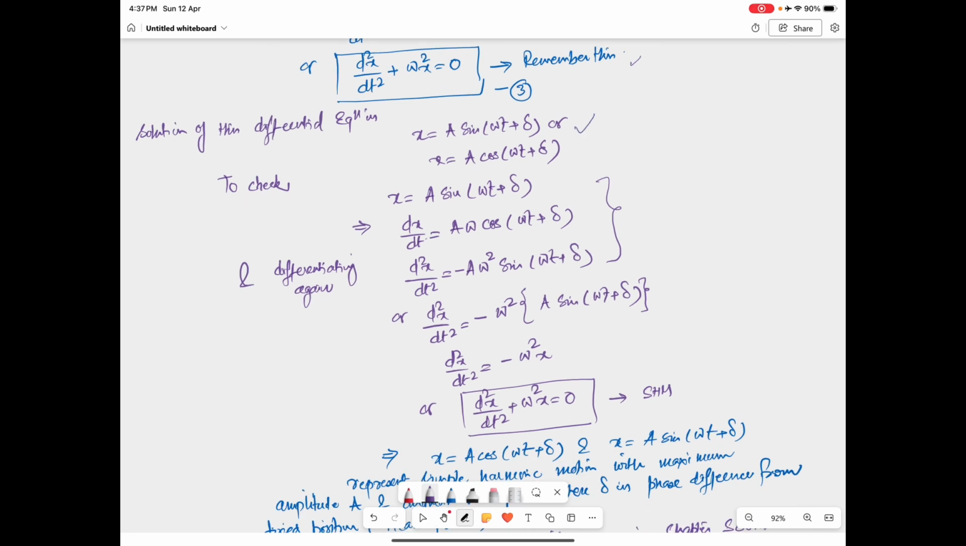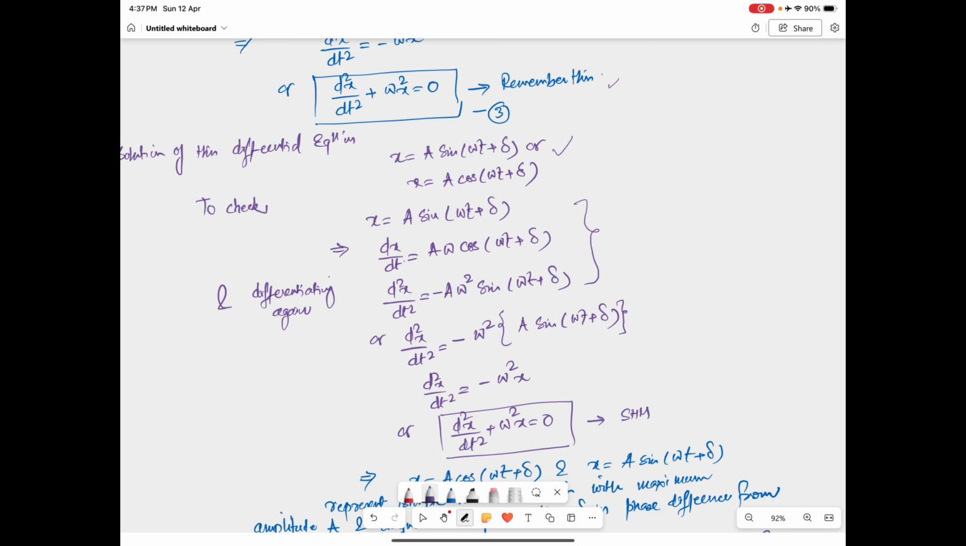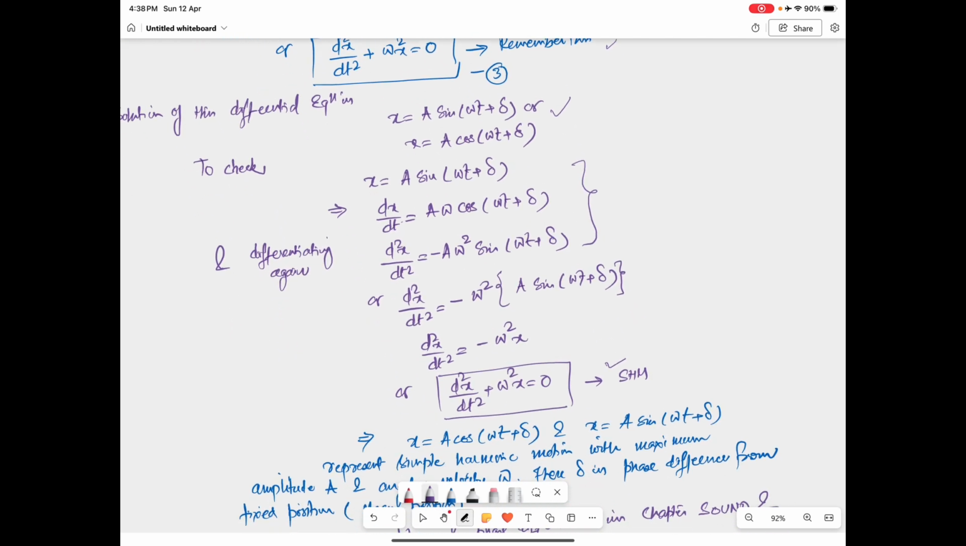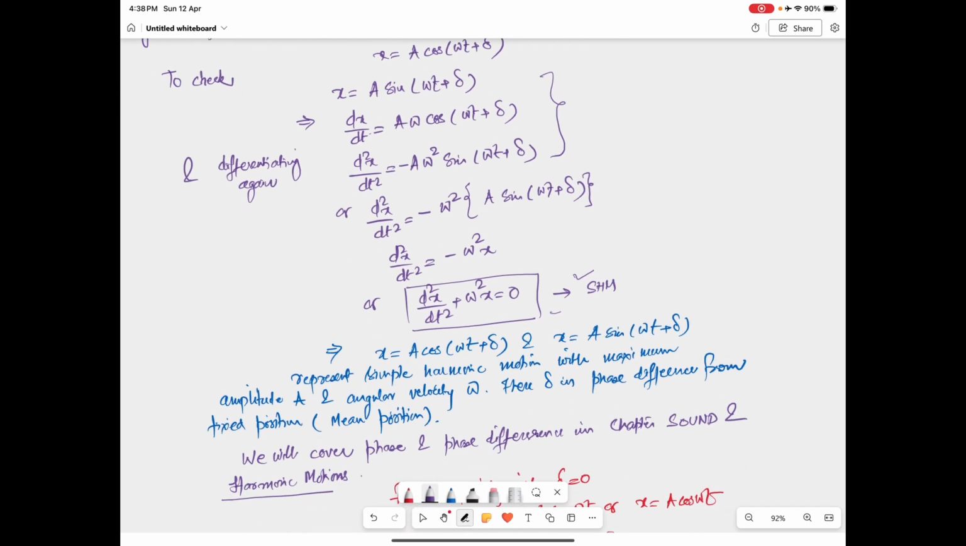We have defined a sine omega t plus delta as x, so we have substituted this value. So we got d2x by dt square plus omega square x is equal to 0. So this is a simple harmonic motion, which we know from the definition, and as I have told from the differential equation, if any motion comes like this, we say it's a simple harmonic motion. So what does this indicate? This indicates that x is equal to a sine omega t plus delta is a simple harmonic motion. Similarly, x is equal to a cos omega t plus delta will also be a simple harmonic motion. Here delta is a phase difference.